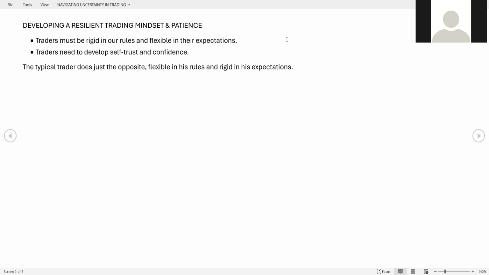I mean, the only reason why we're even trading in the first place is because we have a goal, we have a target, we're looking for something. And that we have this expectation is good. But you see, you should not be too rigid about that expectation and be more rigid with your own rules and approach.